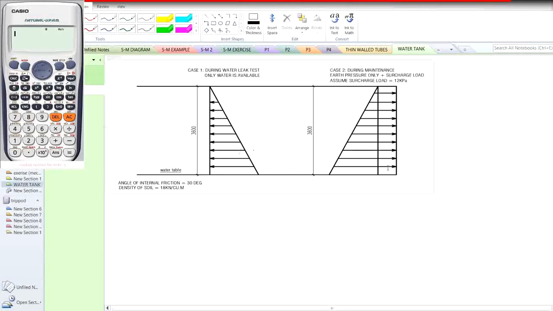For the second diagram, as you notice, it is represented by two shapes. One is triangular and the second one is rectangular. The triangular load represents the earth pressure, while the rectangular load represents the surcharge load. Again, for this case, only earth pressure and surcharge loads are going to be considered for the analysis. Now the question is, how are we going to compute the maximum pressure at the base for both cases?